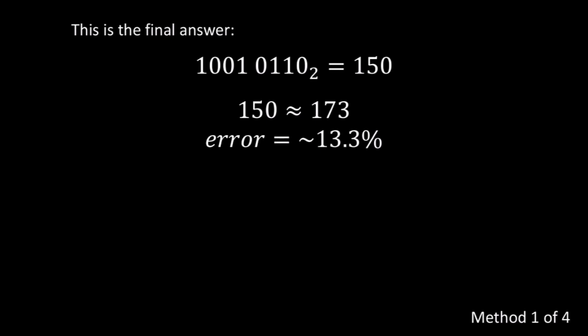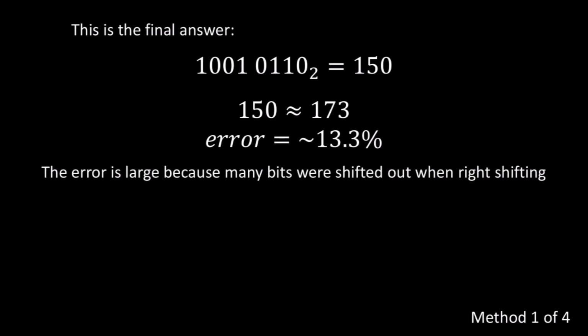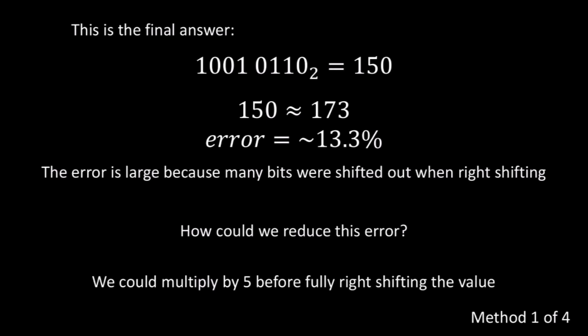Now 150 is quite different to 173. It's close and the error is a bit over 10%, but it's not very accurate. The error is large because many of the bits in our fixed point value were shifted out when right shifting. So how could we reduce this error? We could potentially multiply by 5 before we fully right shift the value.